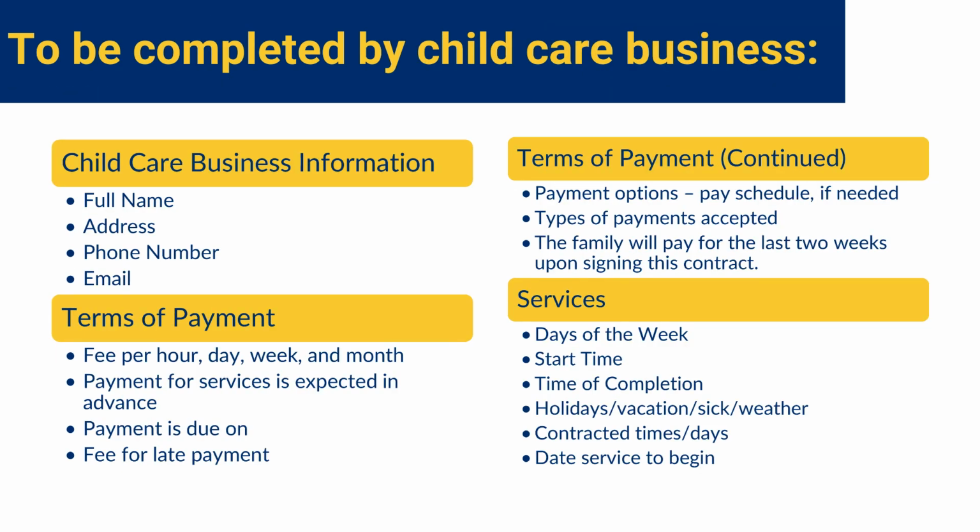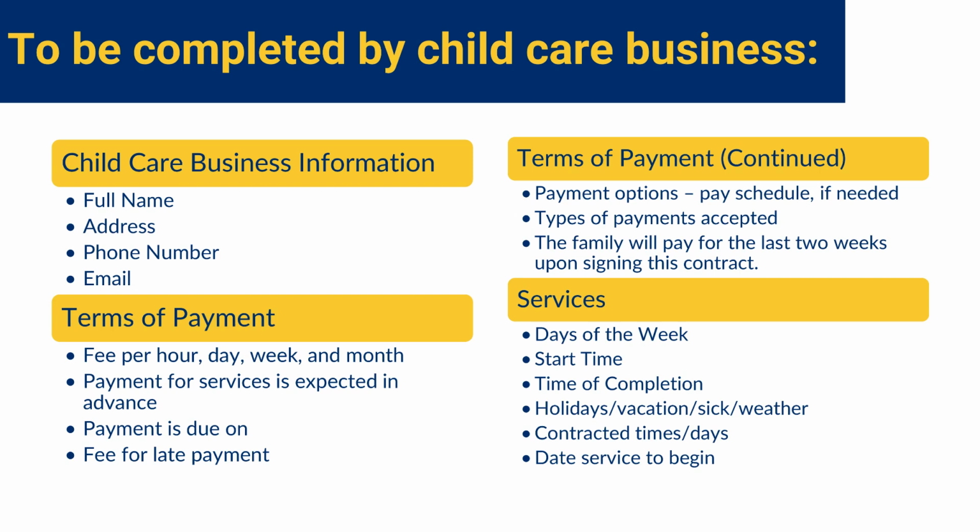This section is completed by your child care business. It includes the following information: the child care business, full name, address, phone number, email. Details about the terms of payment, such as fee per hour, day, week, and month, payment for services expected in advance, the date the payments are due, fees for late payments, payment options, and a pay schedule, if needed, and the types of payments accepted.